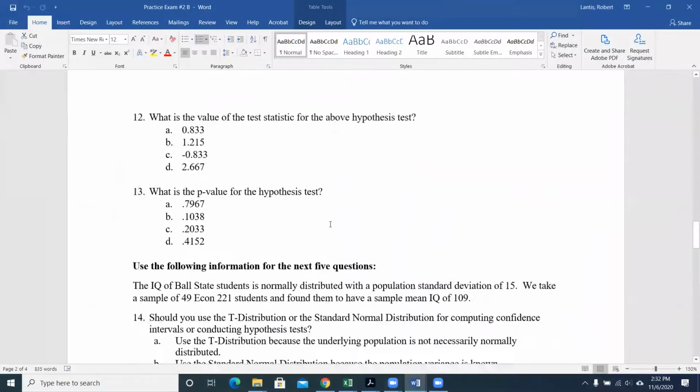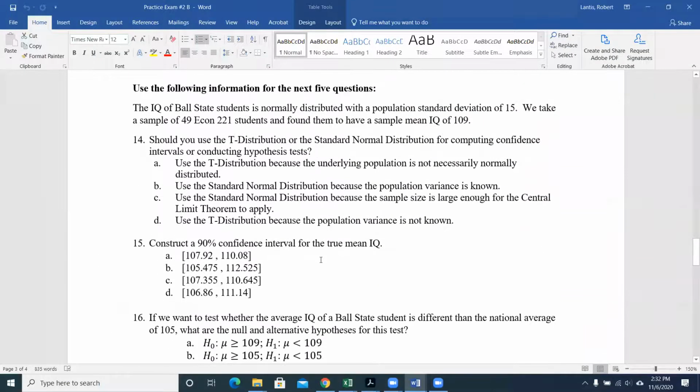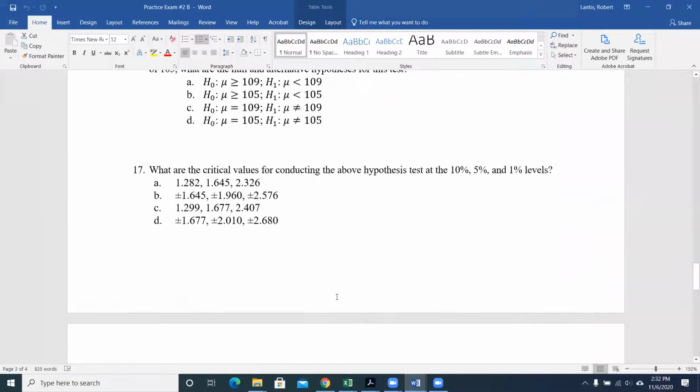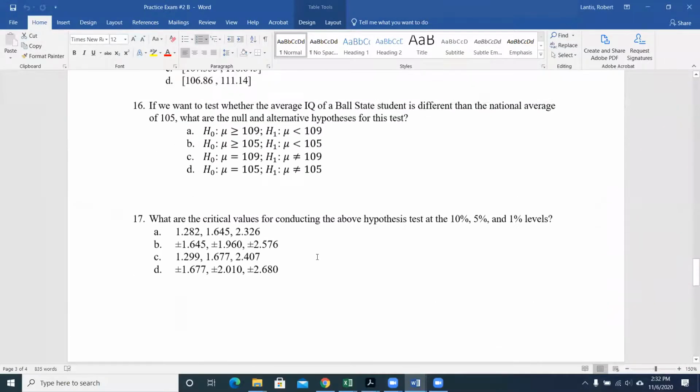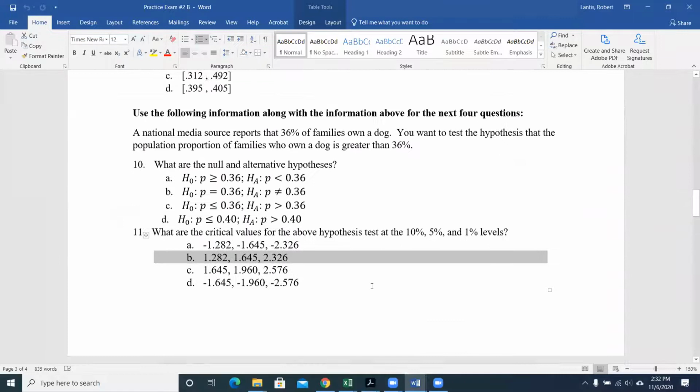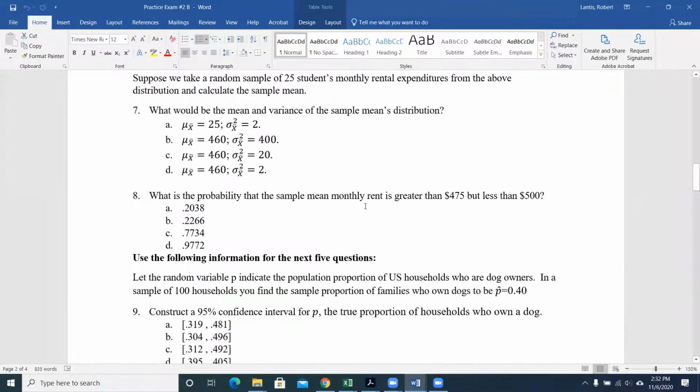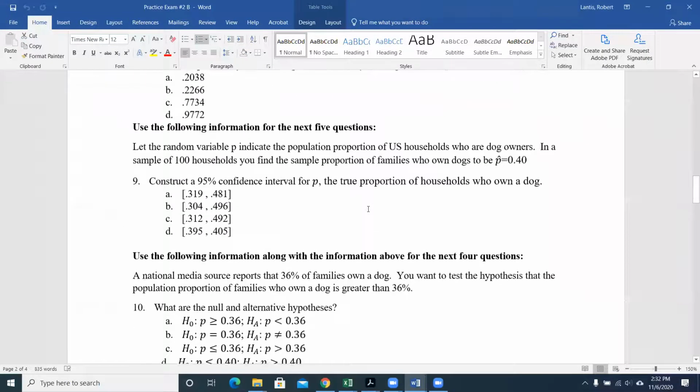So, which ones did we work through? Did we work through these last? Yeah, we did. We actually have gotten through the entire practice exam B here.